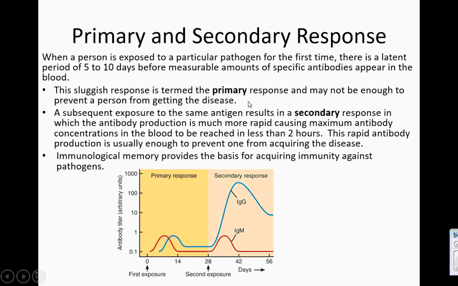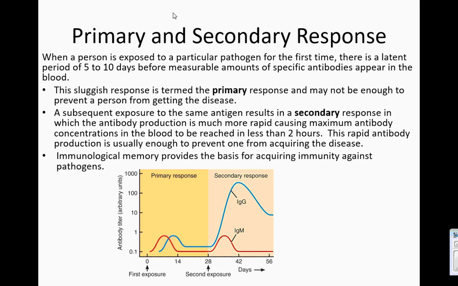This sluggish response is termed the primary response and is maybe not enough for a person to be prevented from getting the disease. But look what happens when they are exposed a second time. A secondary response is immediate, basically. Less than 2 hours before we're seeing high levels of antibody production, which should be enough, usually is, to prevent one from acquiring the disease. So that's great. And the immunological memory provides the basis for acquiring immunity against pathogens.